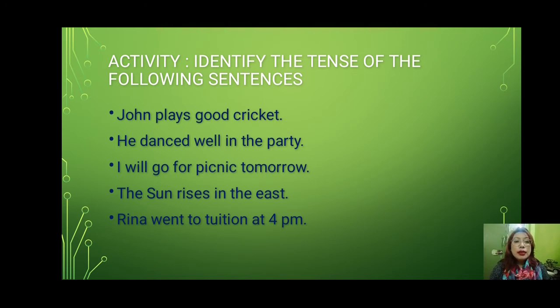The next one, number 4. The sun rises in the east. So this one, the sun rises in the east, rises. So S or ES, since sun is only singular, so this is under which form? It is simple present tense, right? And the last one, Rina went to tuition at 4 p.m. Went. So it is in the simple past.